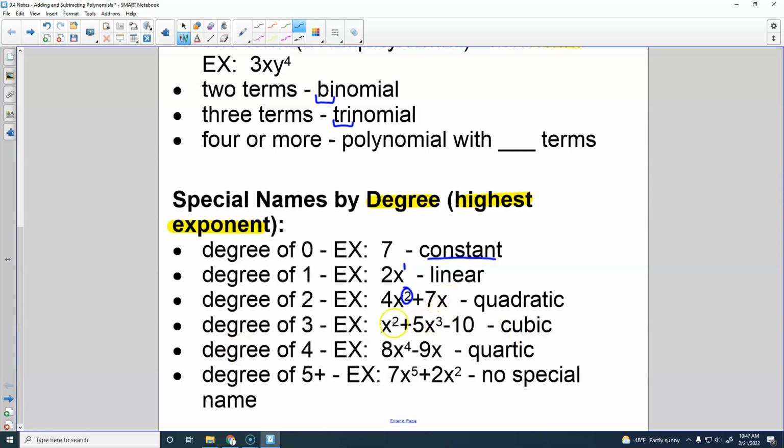So we call that a cubic. You're looking at your highest exponent, so it doesn't matter which term it is with, right? So we would look at that 5x cubed. We don't add the exponents together or anything here. It's just the highest exponent of that term. Degree of 4 would look something like this. It's called a quartic. And then anything 5 or higher, we don't have a special name. We would just say it has a degree of 5.